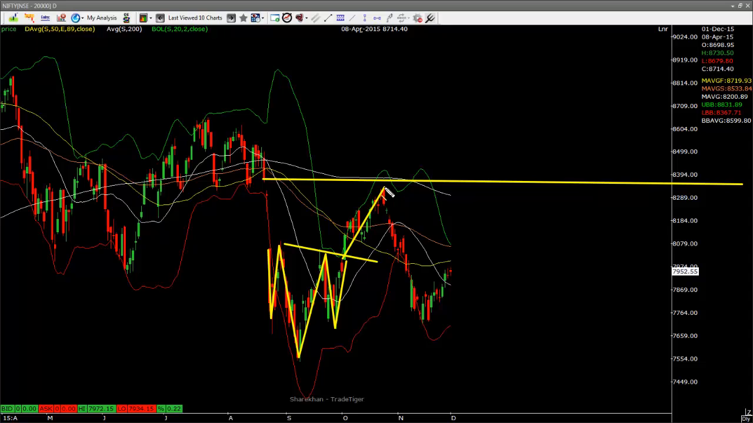move up. Now the reasons for it to move down from this point, let's mark it in green, from this point, is because we had the gap fill out here. The market gapped down, so we had to fill it, plus we had the 200 DMA, and plus the head and shoulders pattern played out.